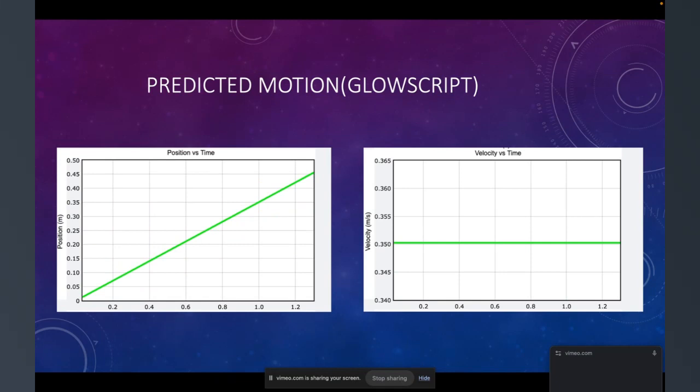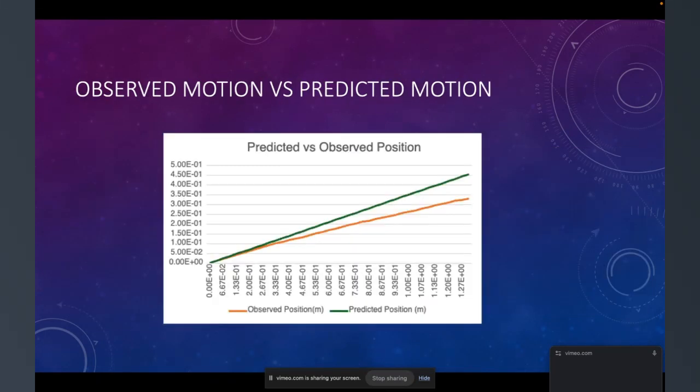As you can see, the position in the x direction is linear and constant. And just for reference, my velocity, as you can see, is constant. So now I put the data into an Excel spreadsheet, and I graphed two lines. As you can see, the green line is my predicted position, and the orange line is my observed position. The green line, for whatever reason, goes a little bit further, or the predicted position goes a little bit further than the observed position.